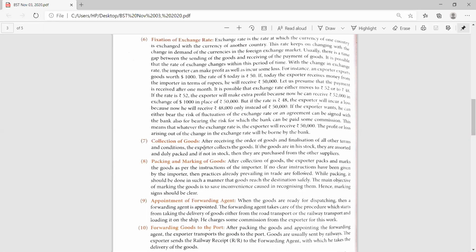Collection of goods. After receiving the order of the goods and finalization of all the terms and conditions, the exporter collects the goods.